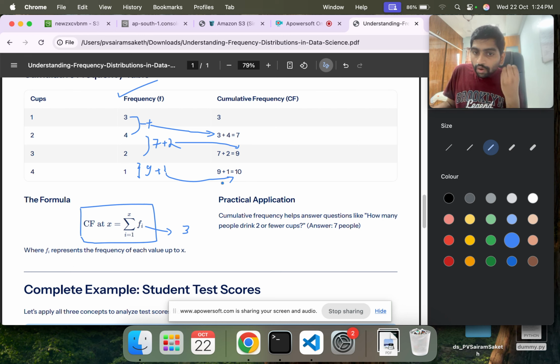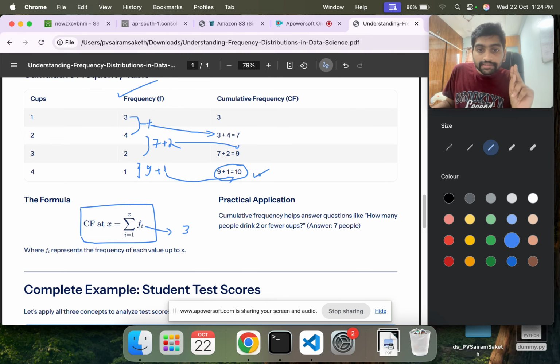So what does this cumulative frequency tell? It tells the total number of observations in the final entry. In the final record that you got, that record will tell you the total number of observations. That is the first thing.